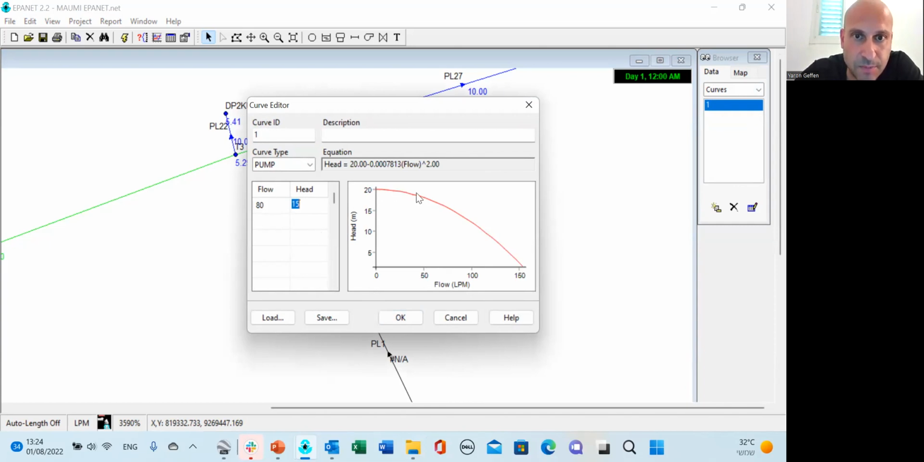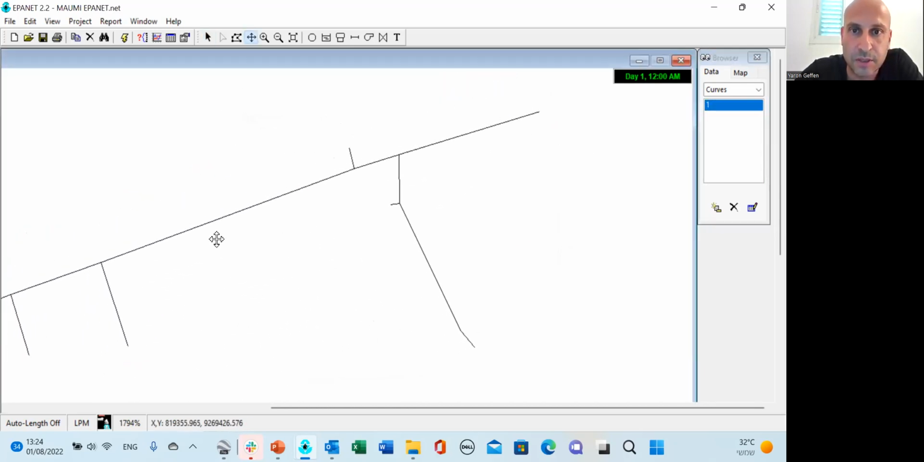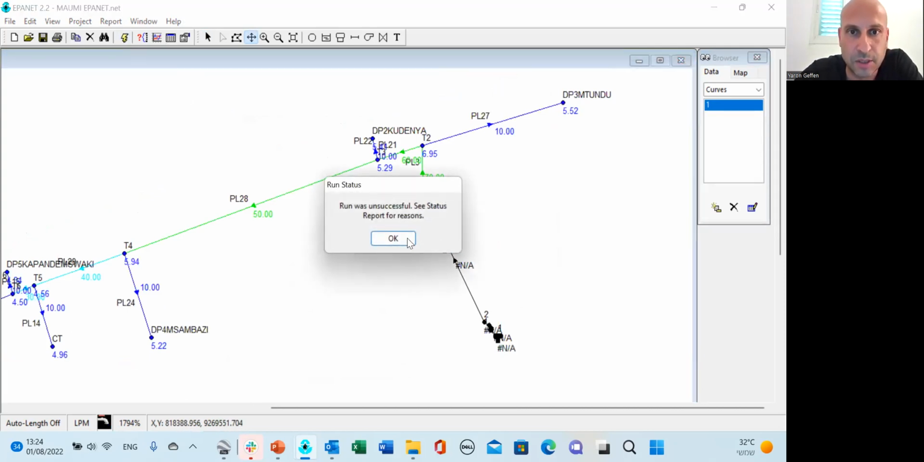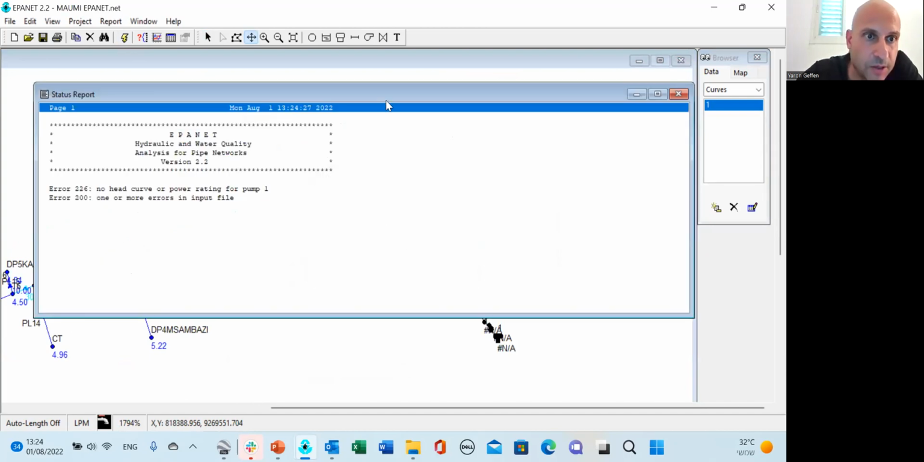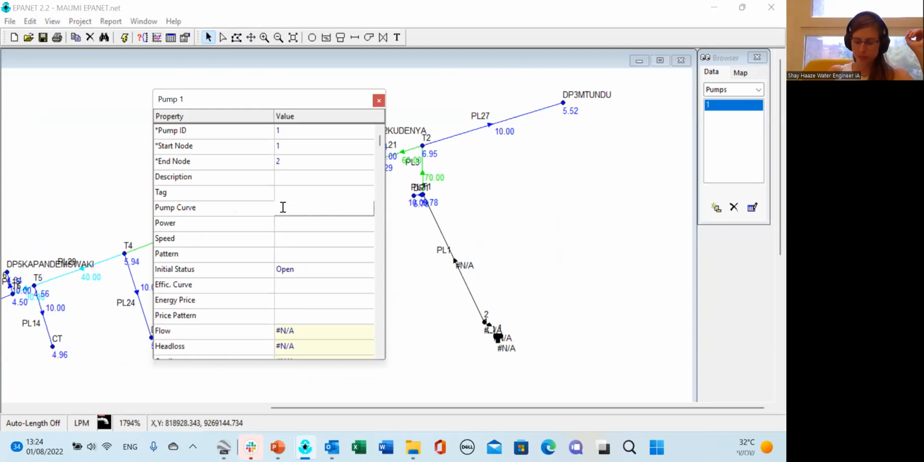So EPANET is generating automatically this pump curve according to the working point that I want the pump to work at. So I press OK, and I think now everything is ready. So I run the model, unsuccessful. What happened? I didn't insert the number of the curve. It has to be 1. Okay, this is the name of the pump curve that I just defined. So now it's supposed to work.